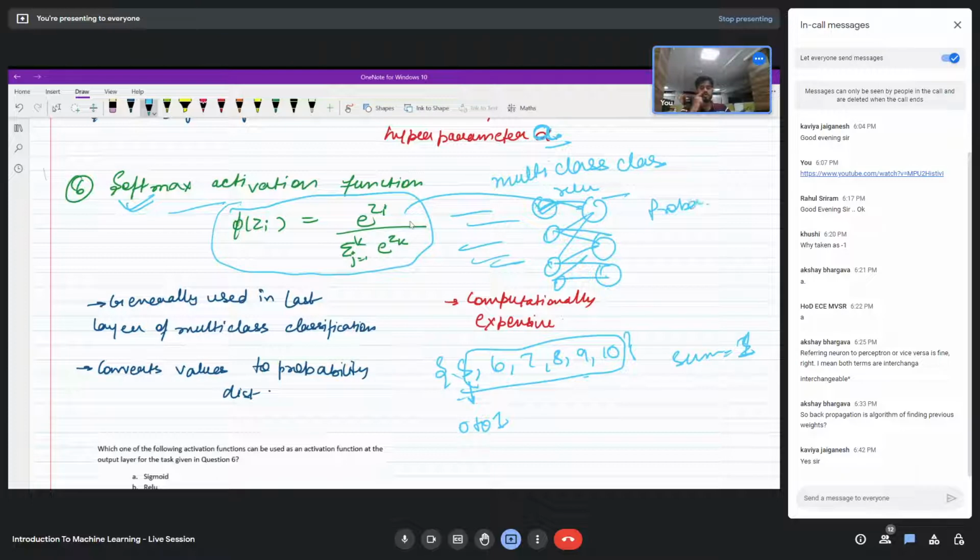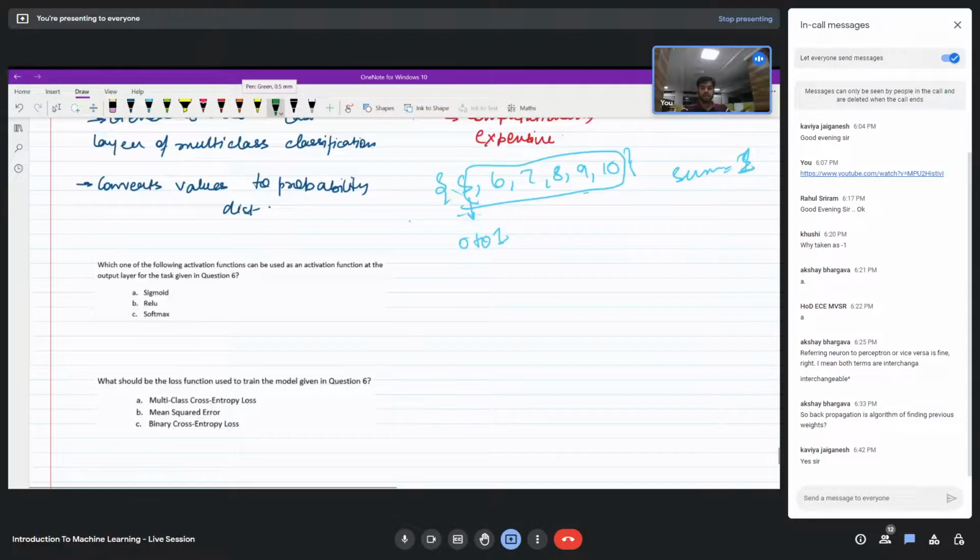Okay. One very prominent disadvantage is that it has a summation of exponentials in the denominator. When you have a large number of classes, this summation calculation is computationally very expensive. So this sometimes becomes an issue, but still it is very useful.